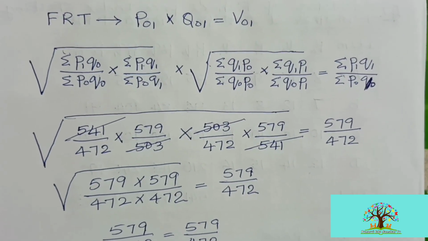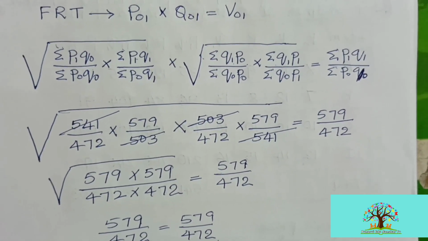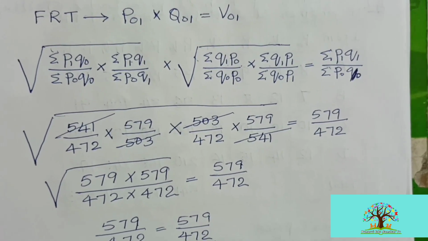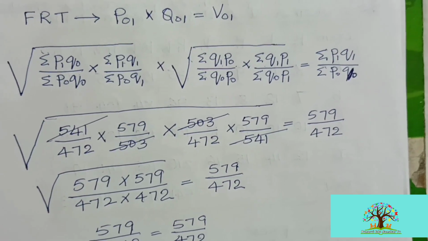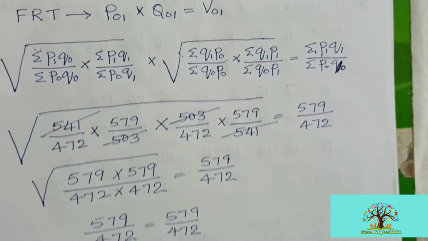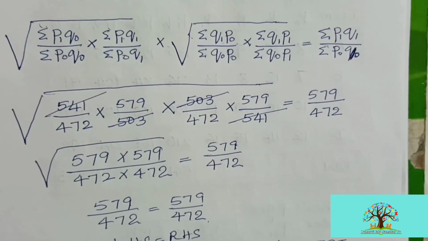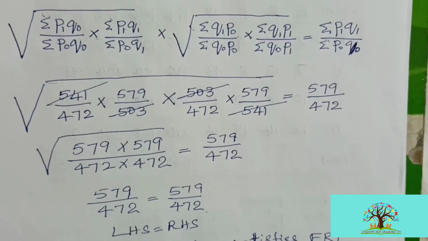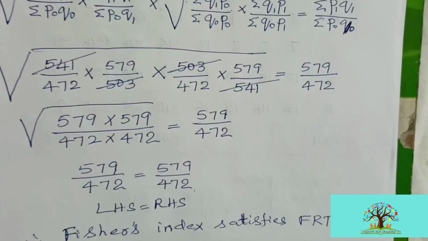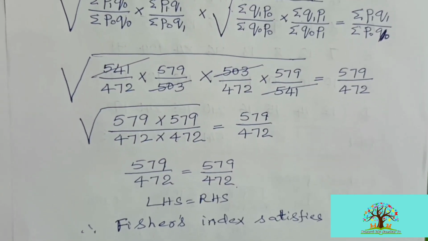So next step, substitute the values. Here 541 gets cancelled with 541 and 503 gets cancelled with 503, and you will get 579 and 517 into 517 in the numerator inside the root, and 472 into 472 in the denominator inside the root. So root of 579 into 579 divided by root of 472 into 472, that is nothing but 579 by 472, that is equal to 579 by 472. LHS is equal to RHS. So therefore you can write Fisher's index satisfies FRT.